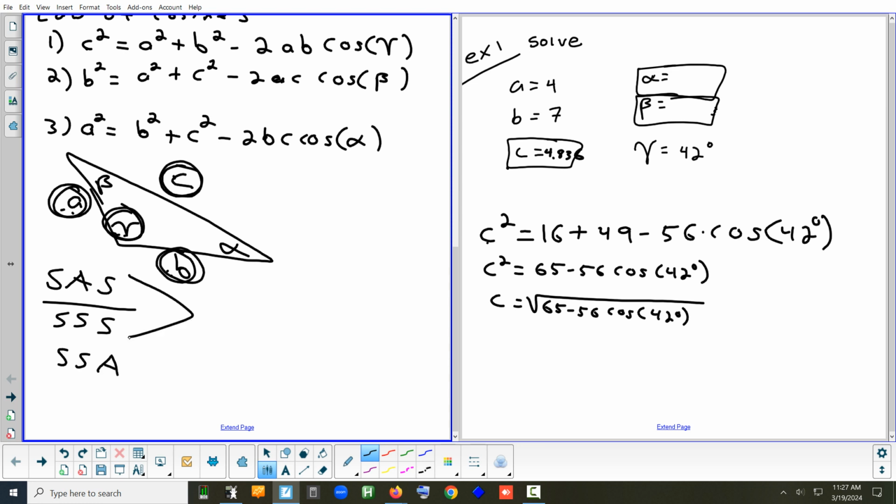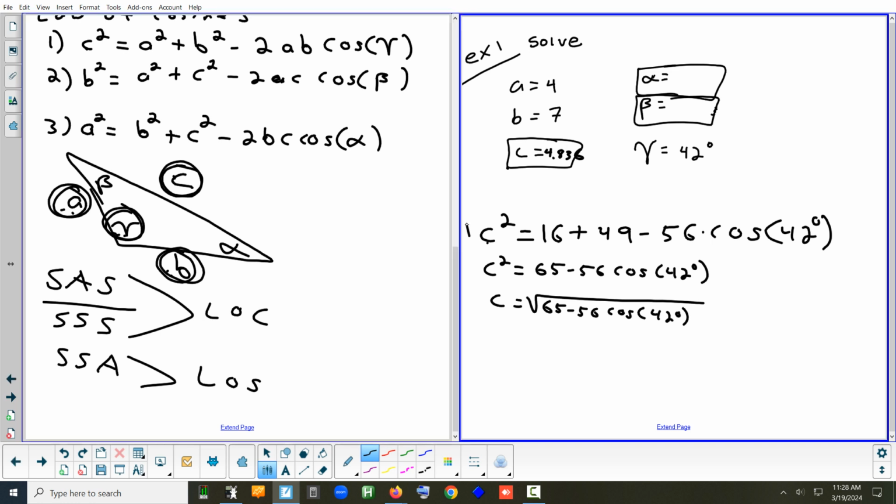These first two use which law? Cosines. This is the law of cosines. What about that bottom one? That would be law of sines. But what can happen when you try to solve side, side angle? You could get no solution, one solution, or two solutions. So I don't want to worry about that. Law of cosines will automatically figure out what the answer is supposed to be for me.